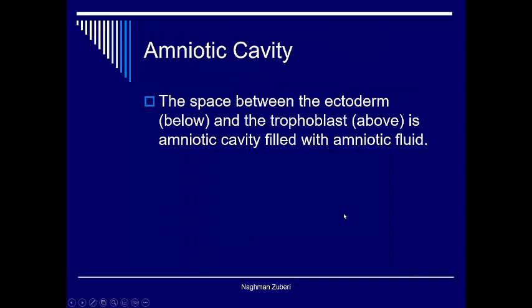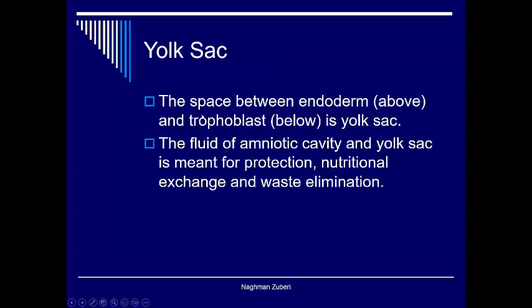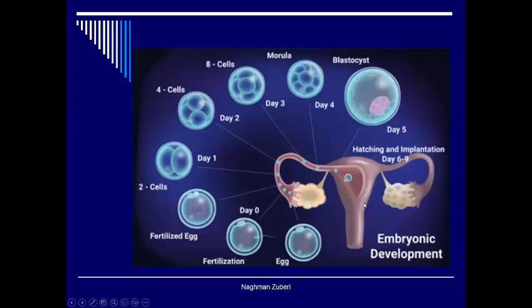Amniotic cavity. The space between the ectoderm below and the trophoblast above is the amniotic cavity, filled with amniotic fluid. Yolk sac. The space between ectoderm above and trophoblast below is the yolk sac. The fluid of the amniotic cavity and yolk sac is meant for protection, nutritional exchange, and waste elimination.